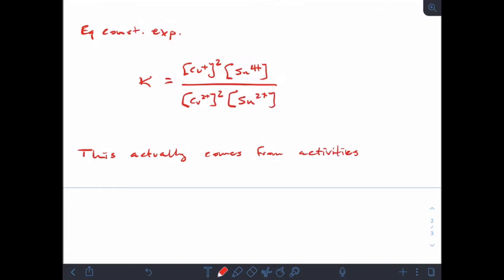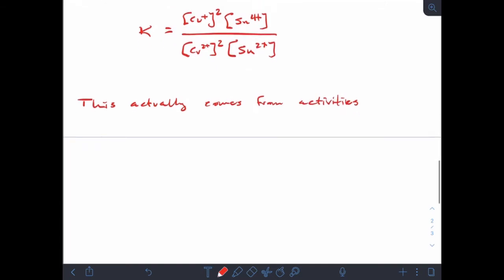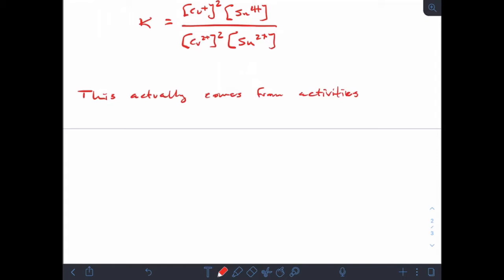All right, so in the example above, the equilibrium expression is in terms of concentrations. But really, if I wanted to be very, very careful about how I write this, I can write it in terms of activities, and the symbol for activity is just lowercase a. So I'd write this as activity squared for copper plus, times the activity of tin 4 plus, divided by the activity squared for copper 2 plus times the activity for tin 2 plus.